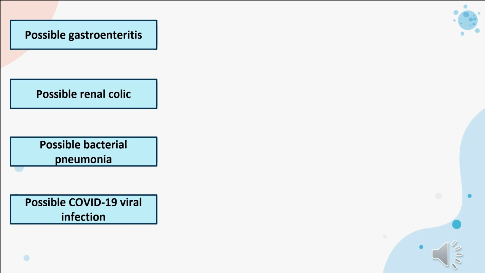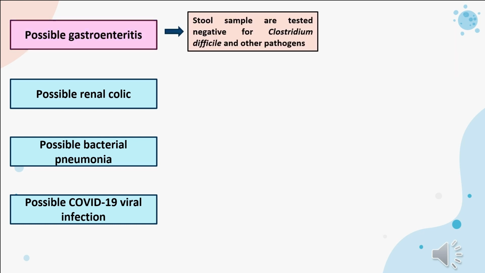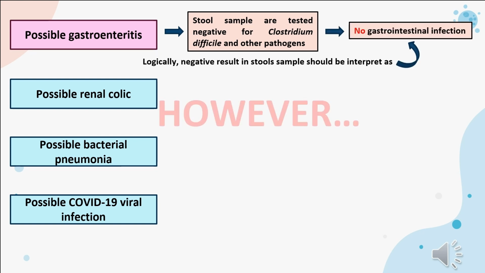First, let's look at the possible gastroenteritis. The patient's stool tested negative for Clostridium difficile and other pathogens. Logically, a negative result in a stool sample should be interpreted as no gastrointestinal infection. However, there are some studies arguing that this interpretation may not be reliable.